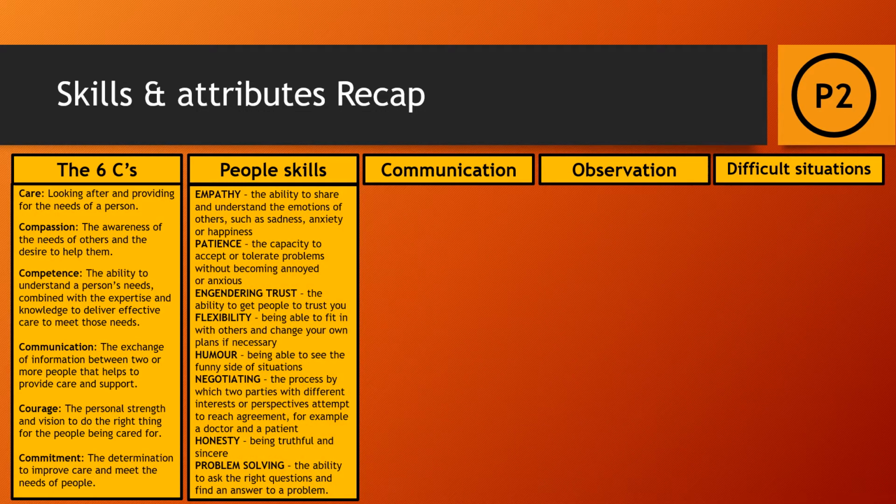Now people skills is slightly different. Again, this is about your relationship, your ability to interact with people. So people skills like empathy, patience, engendering trust, flexibility, a sense of humor, negotiation, honesty, problem solving. These are all skills you would need to just be able to interact with someone on a one-to-one basis. So again, when you're looking at your case study characters, think about your professionals who work with them and what skills would be essential in them showing or using to work with your patient to help your case study character feel at ease, and also the benefits of them.